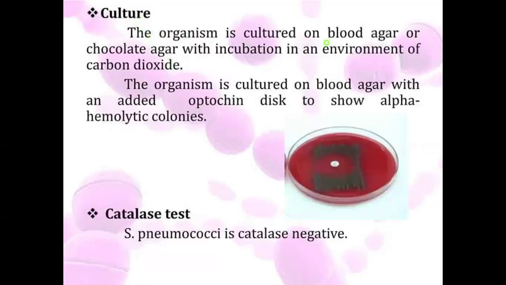Culture. The organism is cultured on blood agar or chocolate agar with incubation in an environment of carbon dioxide. The organism is cultured on blood agar with an added optochin disc to show alpha-hemolytic colonies. So it is sensitive. As you can see here, the optochin has killed the bacterial colonies, meaning it is sensitive. If the colonies still grew here, we'd know it's resistant. Then catalase test, we know it's catalase negative.